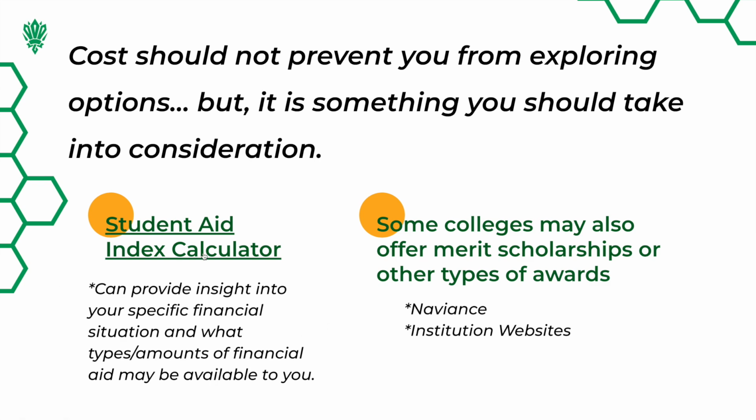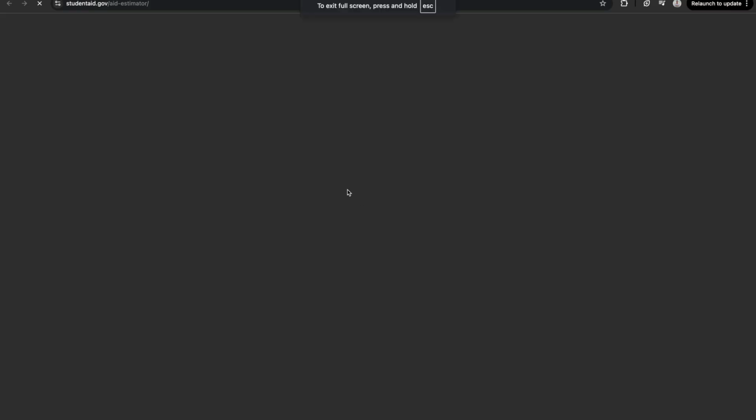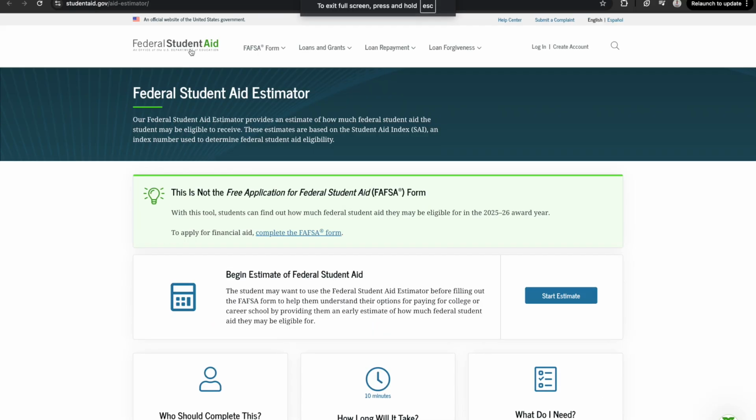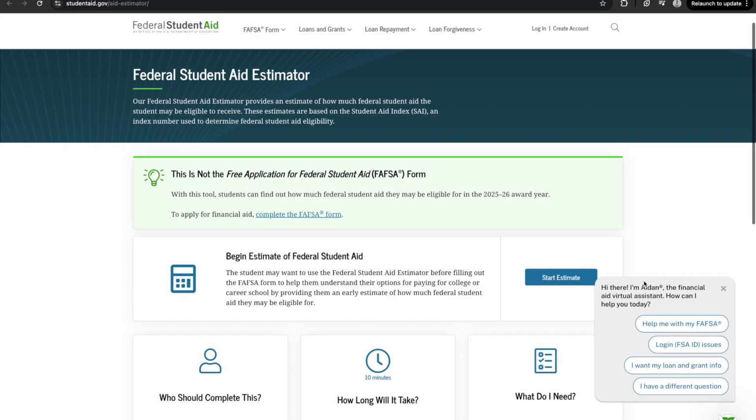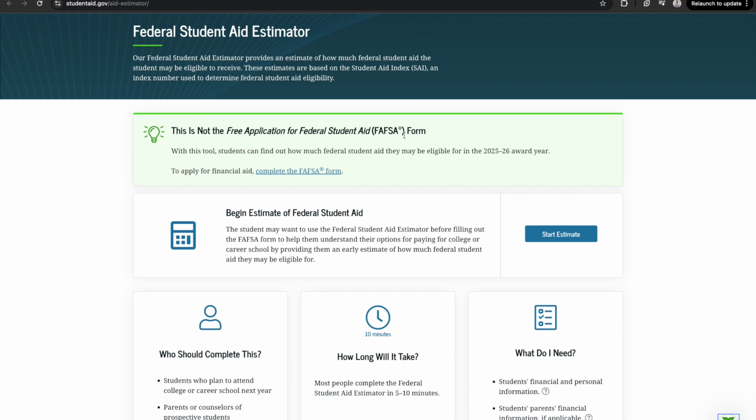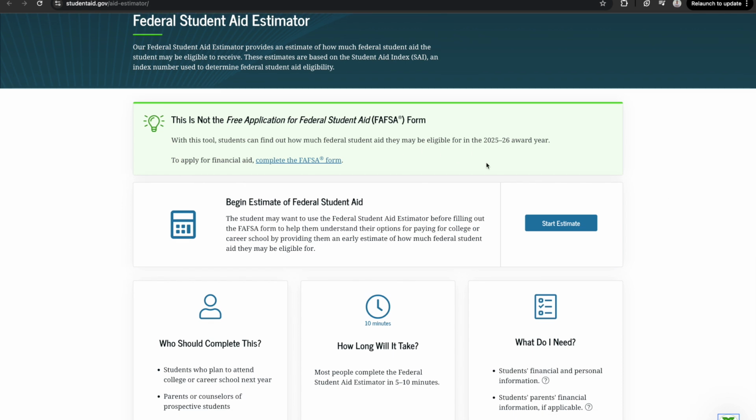So one way we can do this is through the Student Aid Index Calculator. If you've heard of the FAFSA, this is related to that. This is the Federal Student Aid website. The FAFSA is something that you would be completing next year, so no need to worry about it right now.